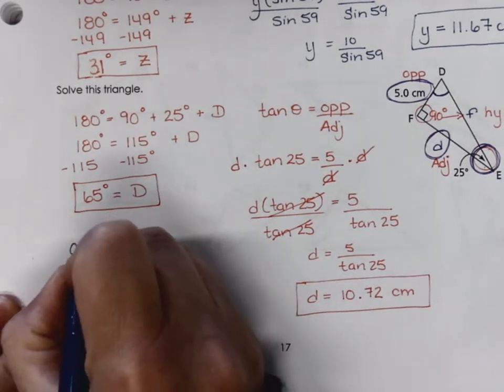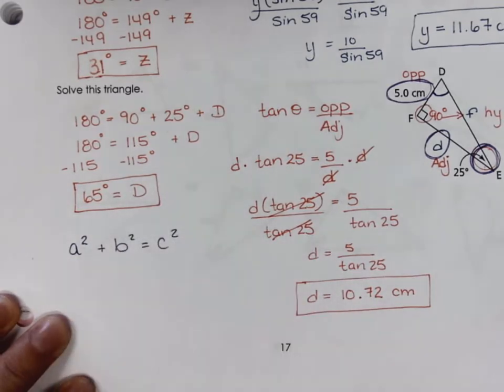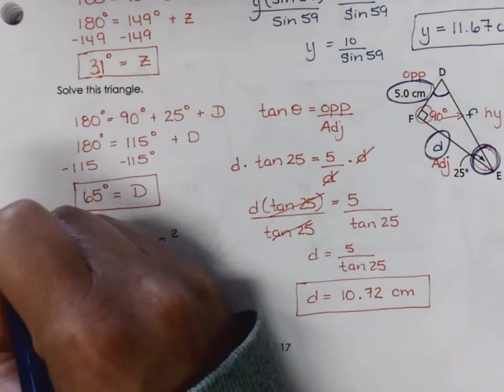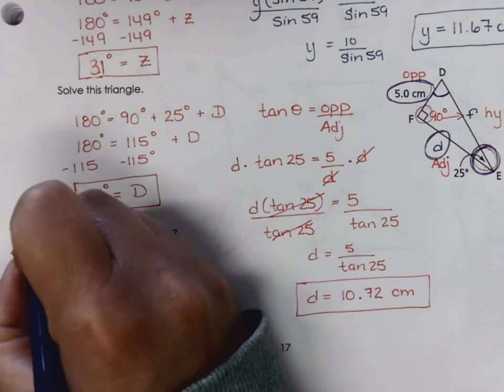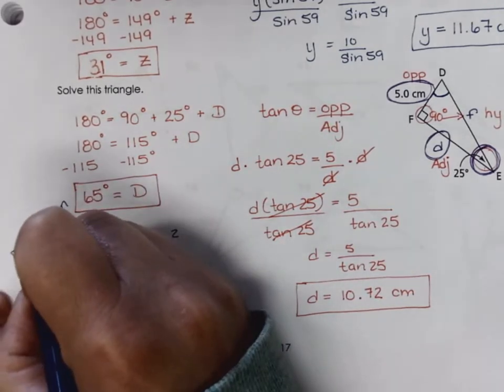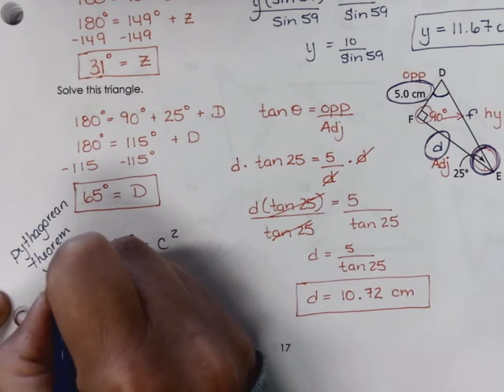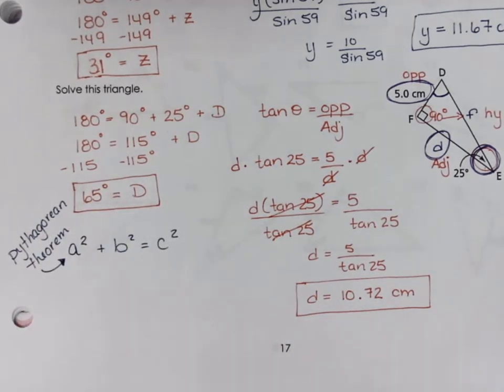So you can use a squared plus b squared equals c squared. So this is Pythagorean theorem. And you should have learned it in grade 8, grade 7, somewhere along there. If you don't remember it, it's totally okay. You can use trigonometry, but Pythagorean theorem is a really handy tool that we use a lot in other classes.